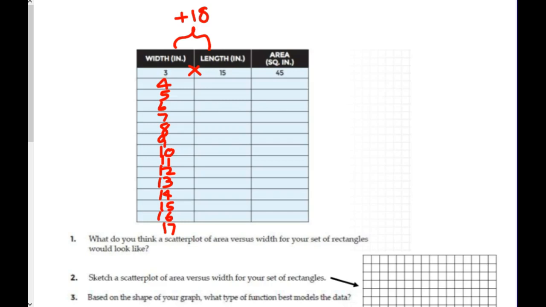Now, if the width is 4 and it has to add up to 18, what's the length going to be on the second one? 4 and 14 make 18, right? What about 5 and what make 18? Okay, 13. And then 6 and 12. So what's happening each time on the length? As this one goes up, the length goes down. So that's easy to do, right? Fill that all the way down.